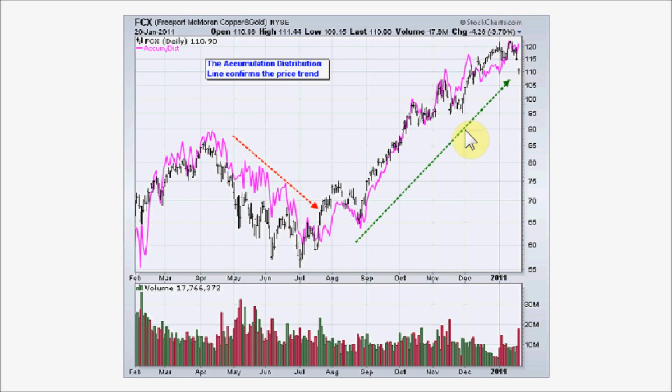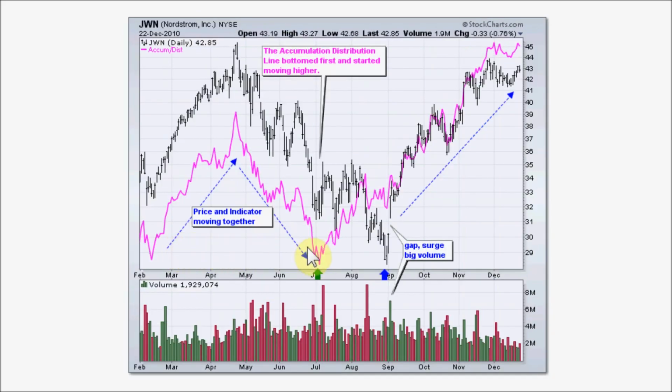But what you need to watch out more for are the divergences, either bullish or bearish. Here is a great example of a bullish divergence between the pink AD line and the price of the stock. Let's start at the beginning here. From this point to the low, it's tracking perfectly. Up to the high, it's tracking perfectly again. But once we get to the bottom on the AD line, it starts to move up well before the stock price actually starts to move up.